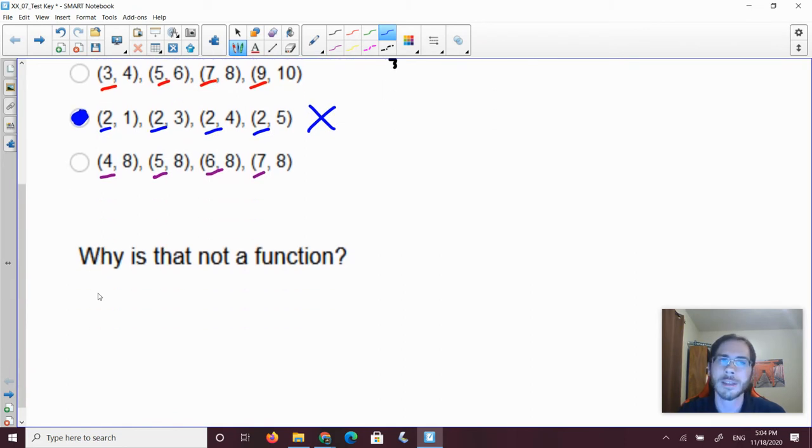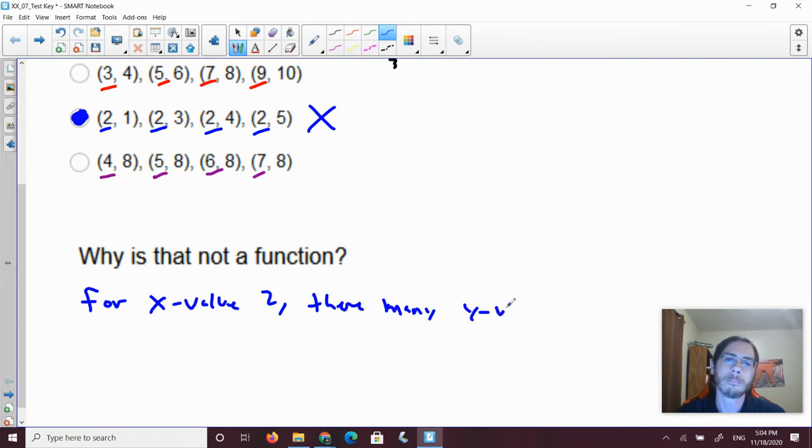Now, the reason why it's not a function is because for the x value 2, there are many y values. And that's just one explanation you can give. I gave that only based on the coordinates themselves. If you want, you could have graphed that and used the vertical line test because we talked about that in class. Or if you wanted to, you could make a function map out of it like we're going to see in a later question, and you can look at the function map. Those are all good choices.